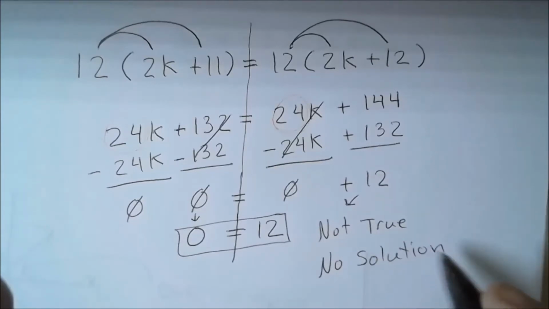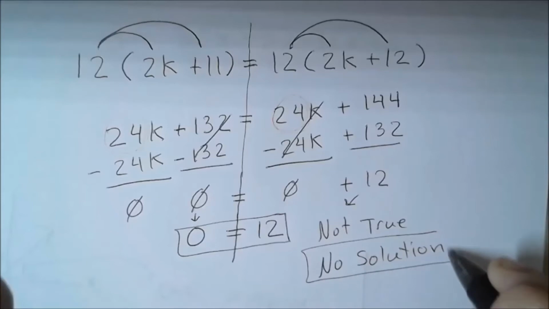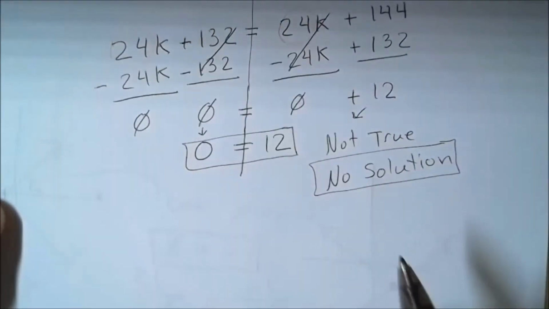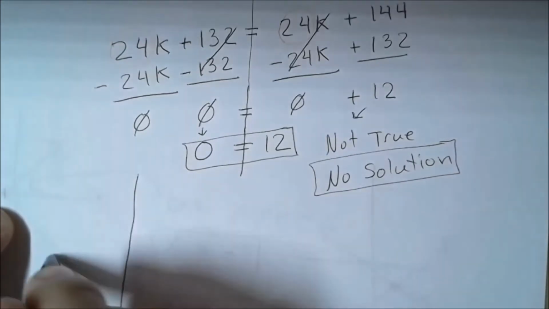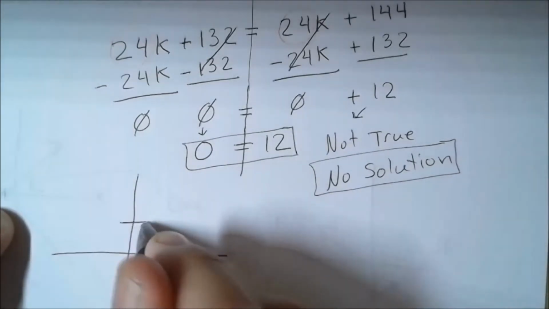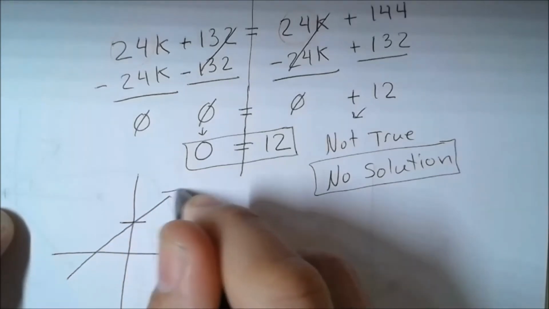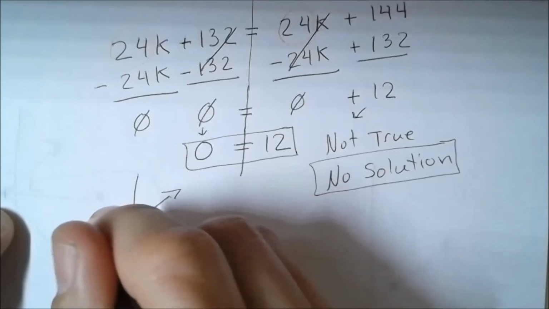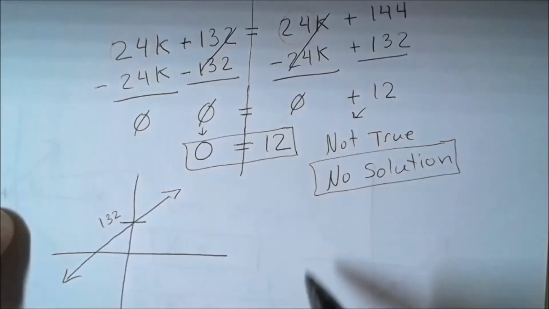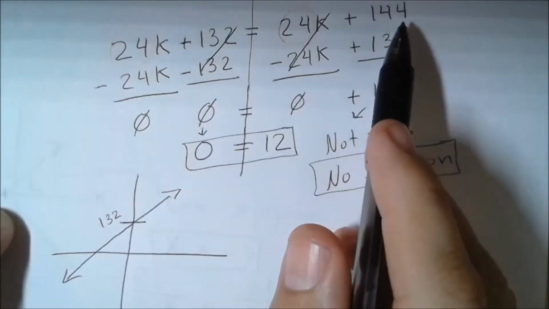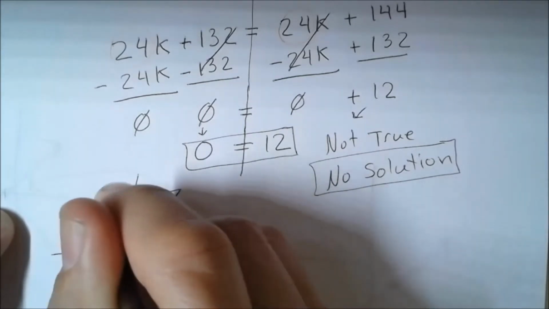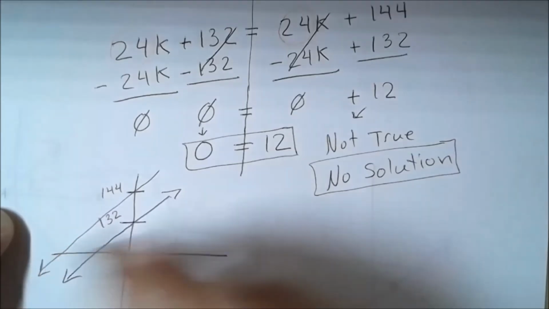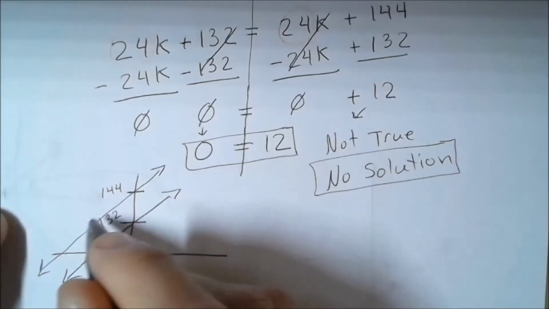Now we already knew that, right? If we looked at it as two equations being set equal to each other, because if we were to graph this out, what we would have is one line that had a slope of 24 and its y-intercept was 132. So let's say that's 132. And then this y-intercept was 144, so it's a little bit higher. So we'll say that's 144 right there. Add a line going through there. Notice these lines, they will never intersect each other.